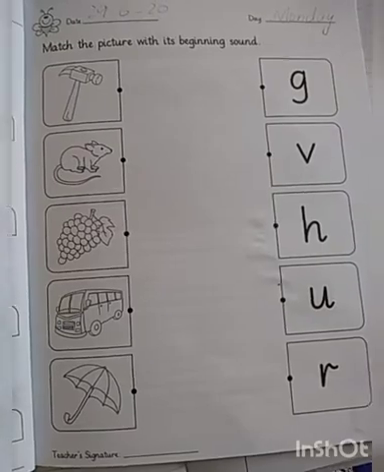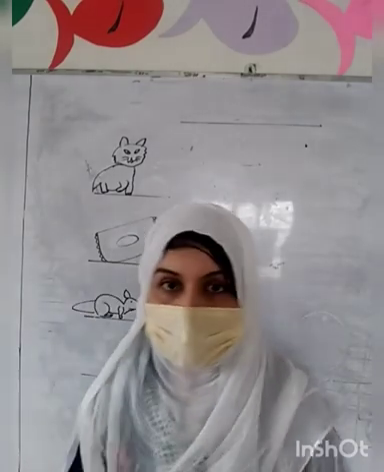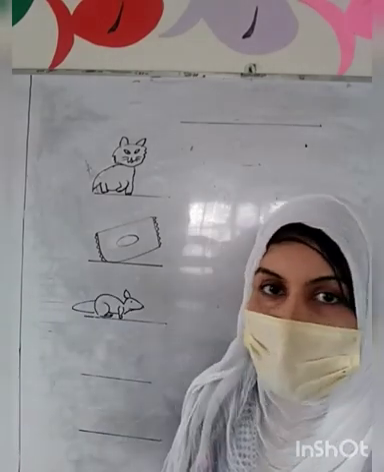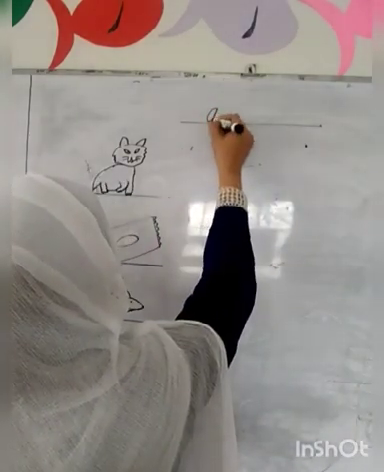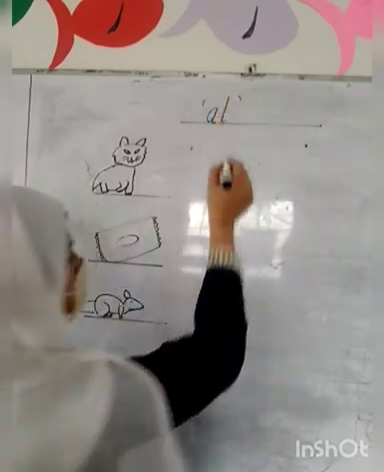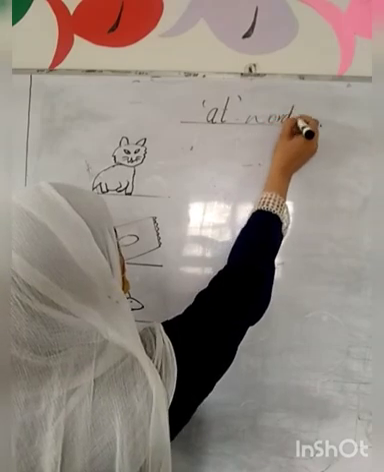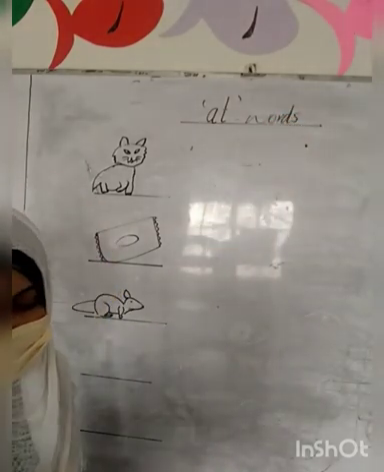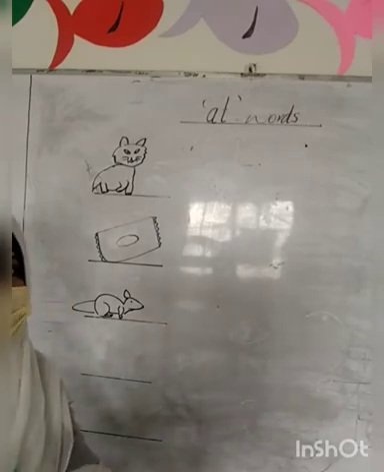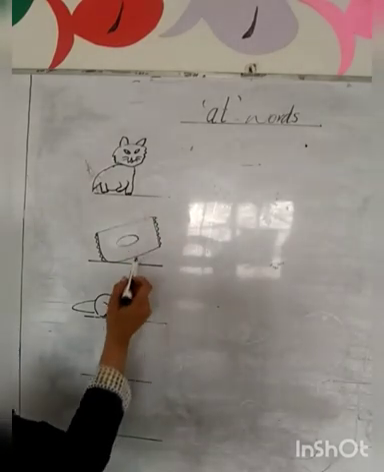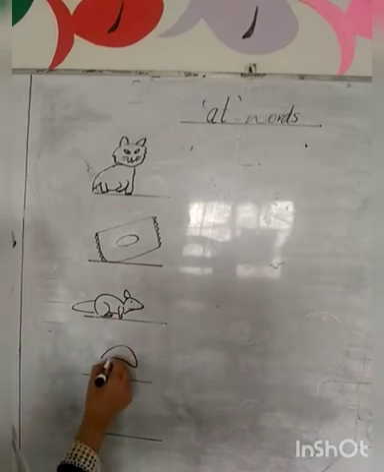Now you have to do the second page. Okay, my dear students, as I told you, we'll write at words. So first we will write the topic. At words. We are going to write at words. You can see on the board: cat, mat, and rat.